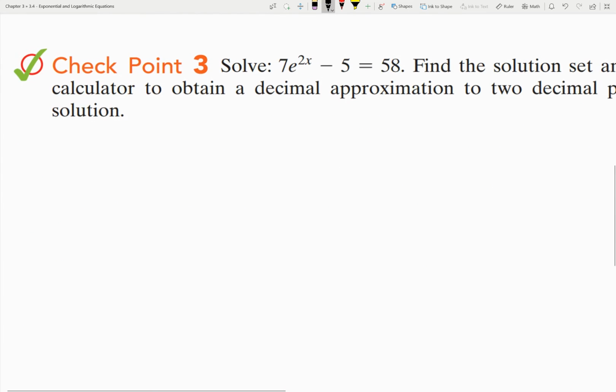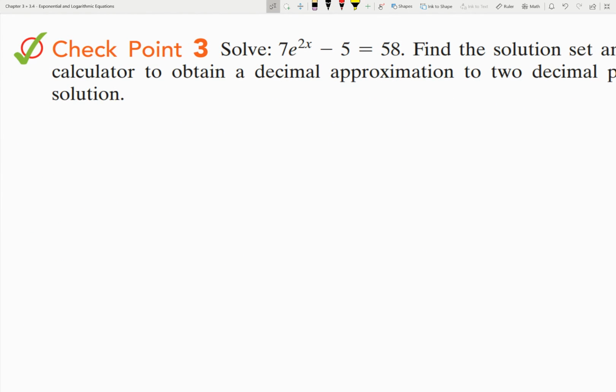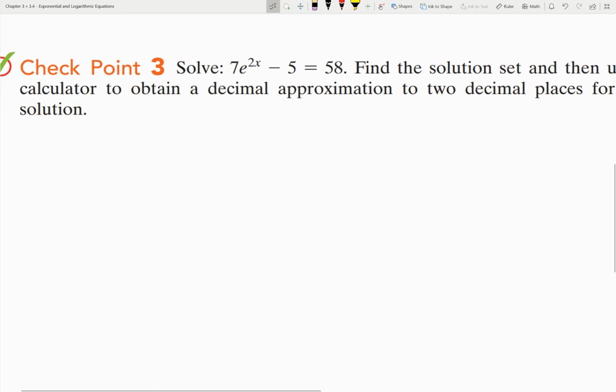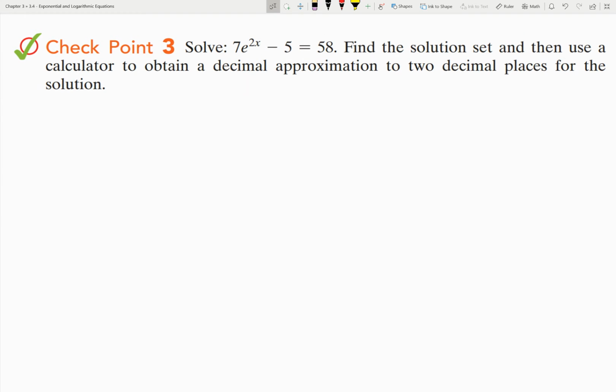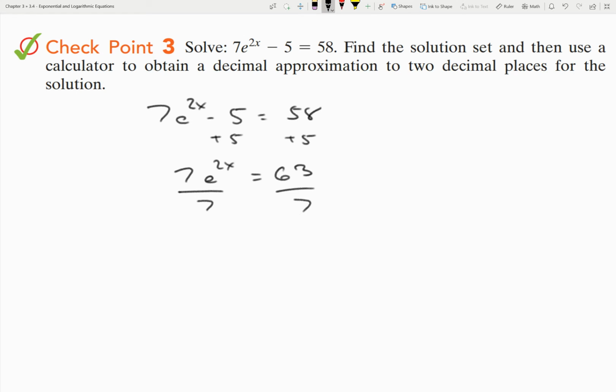Okay. Let's try another one. Find the solution set and then use a calculator. So we've been doing that anyway. Okay, so 7e to the 2x minus 5 equals 58. Isolate first. So 7e to the 2x is equal to 63. Divide out the 7 and we get e to the 2x is equal to 9.